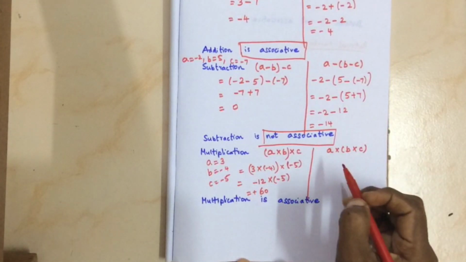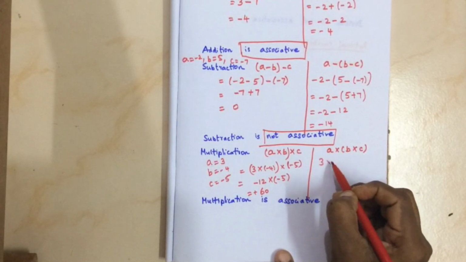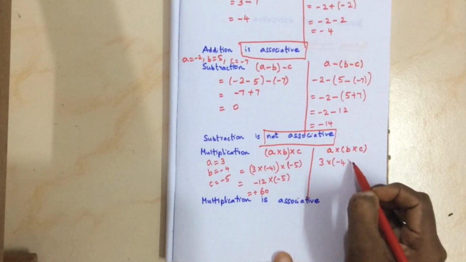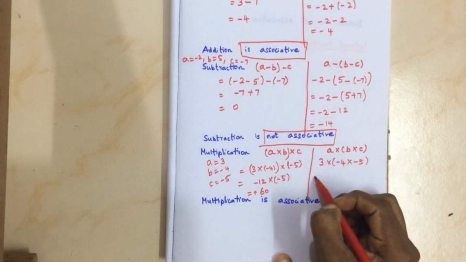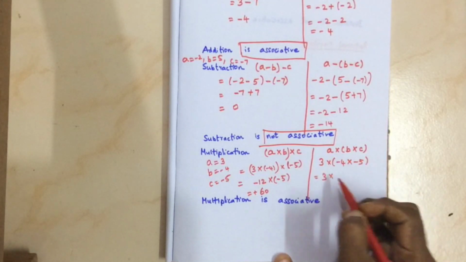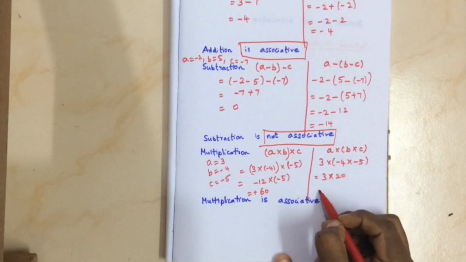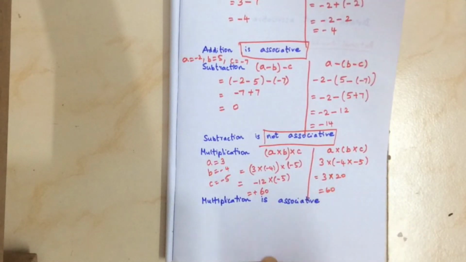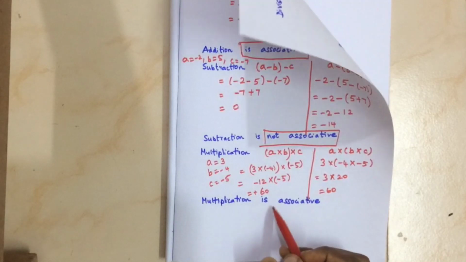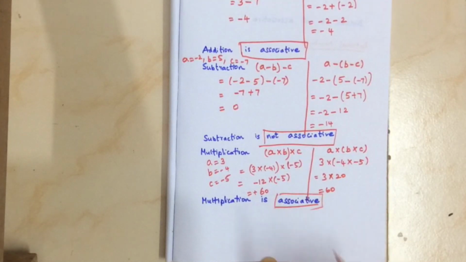Let me check this side. 3 multiplied by minus 4 multiplied by minus 5. So 3 multiplied by minus into minus becomes plus. 5 4s are 20 and then 60. So here also 60. So multiplication is associative for integers.